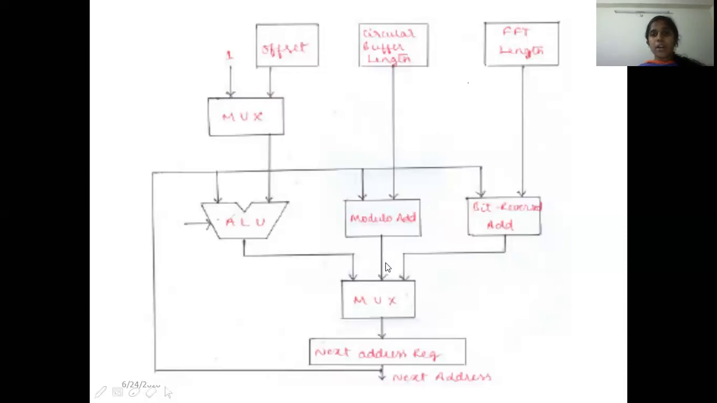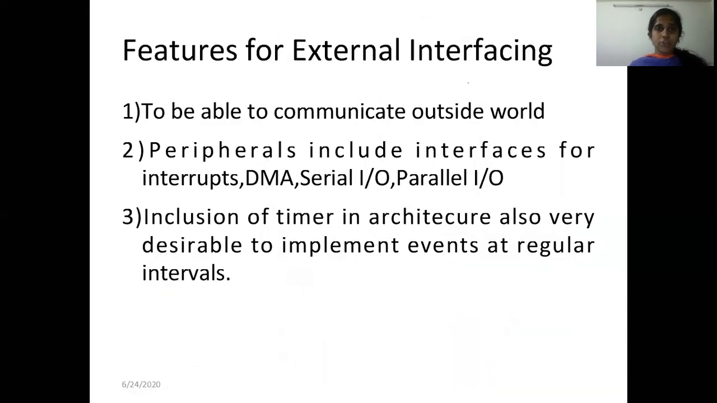The output of the modular adder and the bit reversed address output, all these three outputs, are given as inputs to the multiplexer, and that multiplexer provides its output as an input to the next address register. That register will provide us with the next address, and that next address will be given as input to these three blocks. This is the major implementation of the address generation unit. This is the basic architecture of the address generation unit.